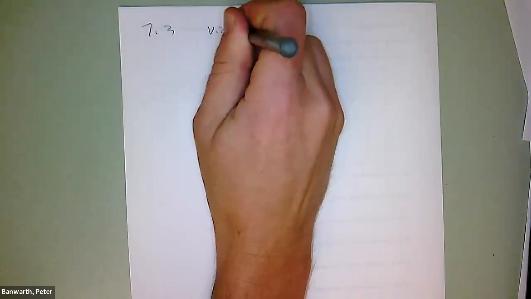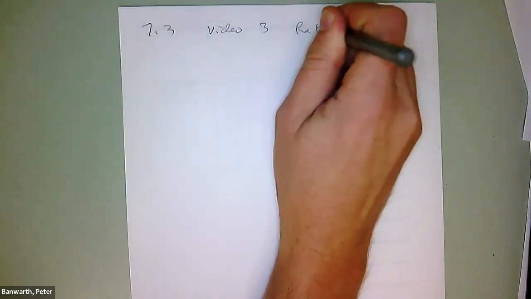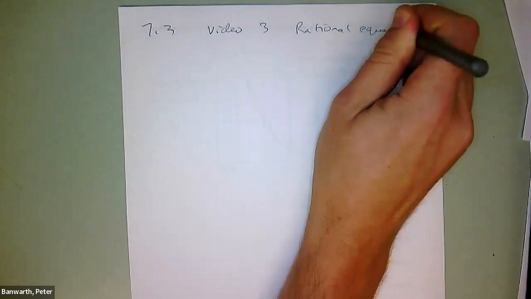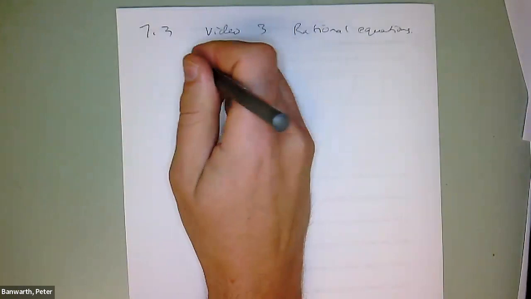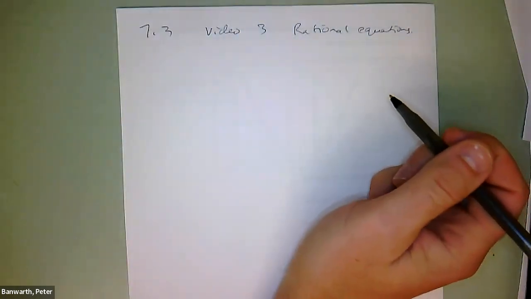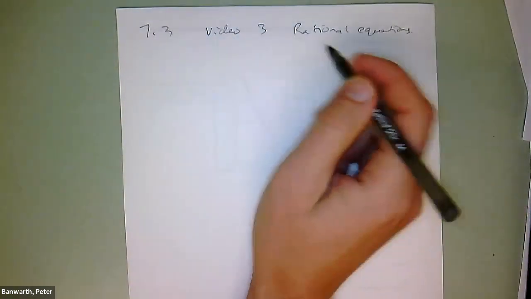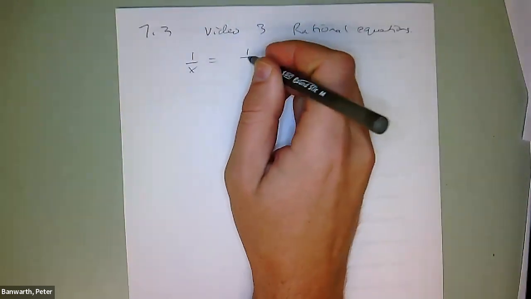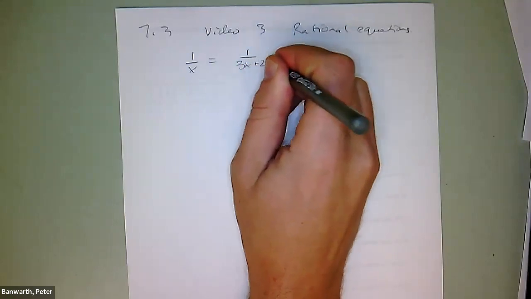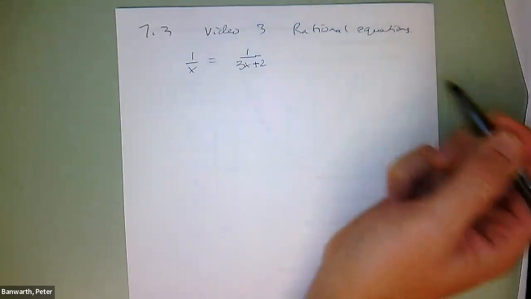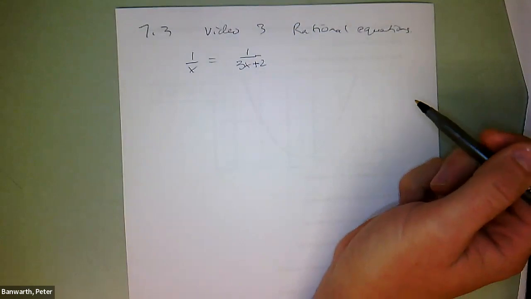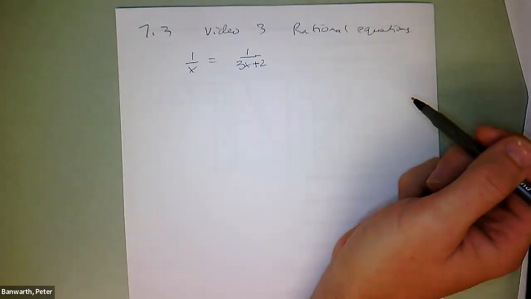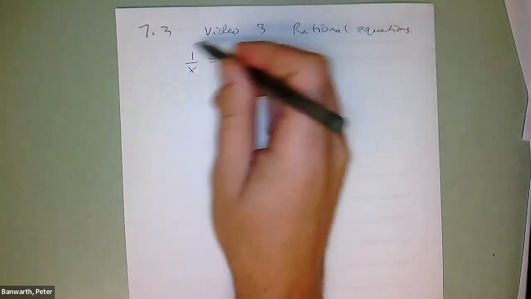All right, this is 7.3, video 3, rational equations. A rational equation is where you have usually two or more rational terms, like so, and you need to figure out what are the x values that satisfy this equation.